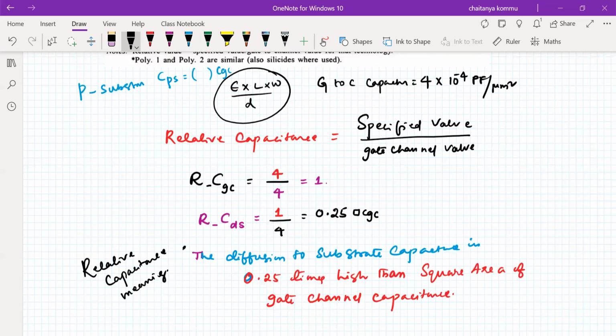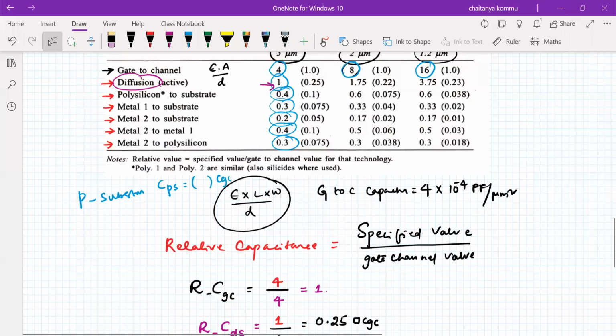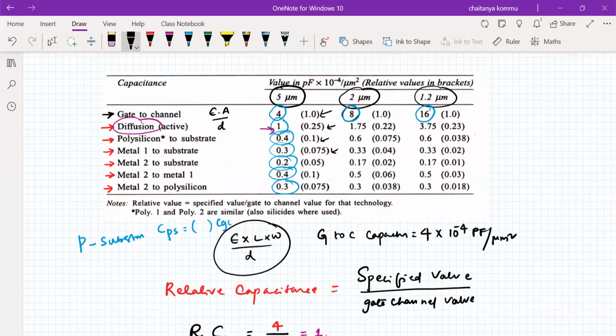Is it clear, all of you? That's how we need to say that. The relative capacitance values they have put in brackets for this particular technology. If you observe this one at 2 micron technology, what is the relative capacitance here now? 8 is the specific value, 8 by 8. For example, here 1.75 divided by 8, because the gate to channel at this 2 micron technology is 8 only, right? That is what I have defined. So this value is 0.22. Like this, we can calculate all these things.